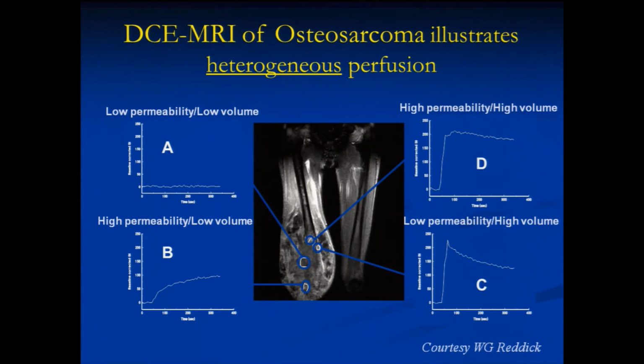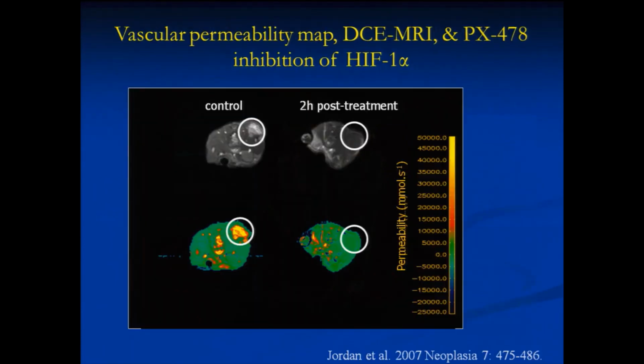So here's a plot of region A, you can see right here, that has low permeability, low vascular volume, and B that has high permeability, low vascular volume, and D with high permeability and high vascular volume, and C, low permeability and high vascular volume. So this demonstrates the heterogeneity of vascular permeability throughout the tumor and heterogeneity in the types of environments that are encountered by tumor cells.